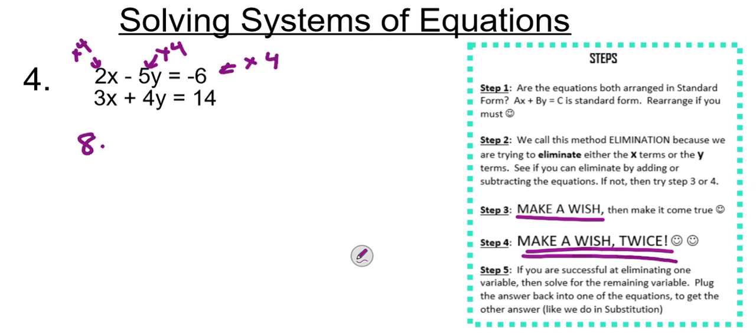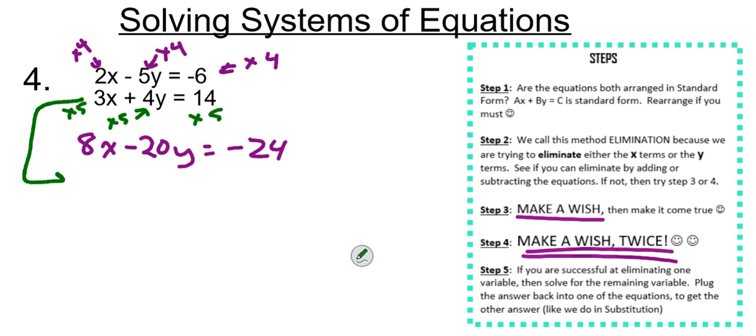So here we go. We've got 8x minus 20y equals a negative 24. We're done with the first one. Let's look at the second one. If we want to change this 4y into a positive 20y, we have to multiply by 5. So we're having to make a wish 2 times, and we're going to have to do all this hard work. 3x times 5 is 15x, 4y times 5 is 20y, and 14 times 5, oh no, let's see, that's 50 plus 20, that's 70.